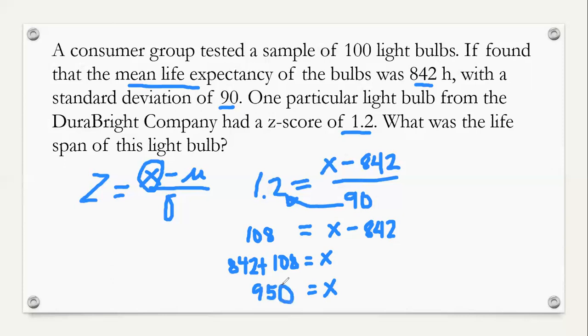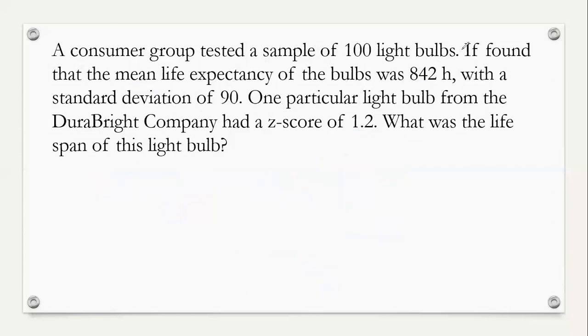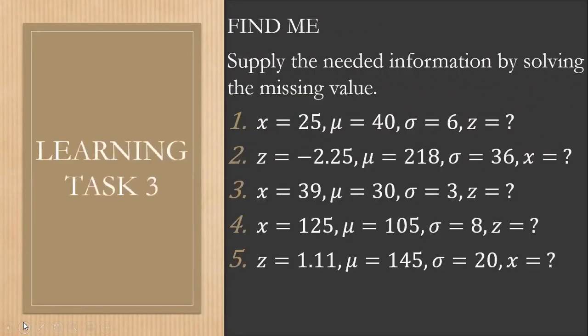So if the lifespan of the light bulb is 950 hours, then it will have a z-score of 1.2. Okay? So I hope that is clear on how to use the formula for converting a normal random variable to a standard. Okay? So for your learning task number 3 for week 4, this is your third activity.